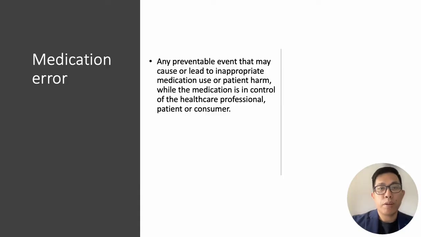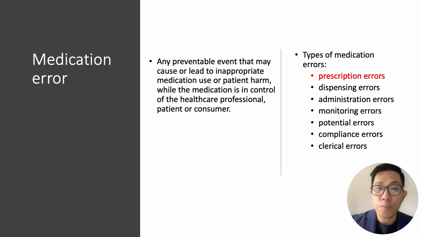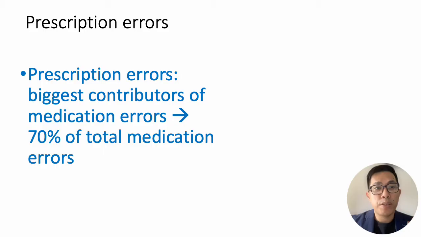So why do we need to write proper prescription? This is to prevent medication error, which technically can be prevented. If you write it properly, it may not happen at all. Okay, so medication error includes prescription error. This is an error made by the person that is writing the prescription, meaning the doctors. Okay, prescription errors account for 70% of the medication errors.